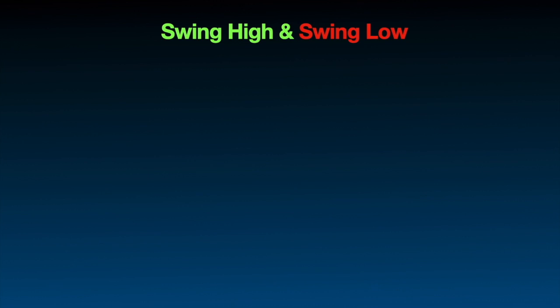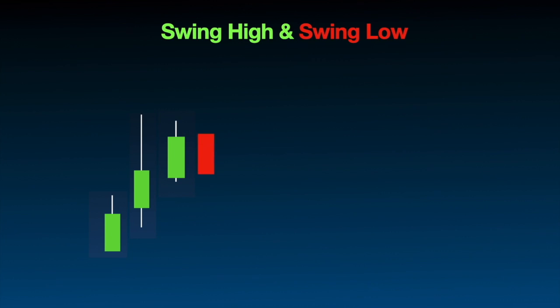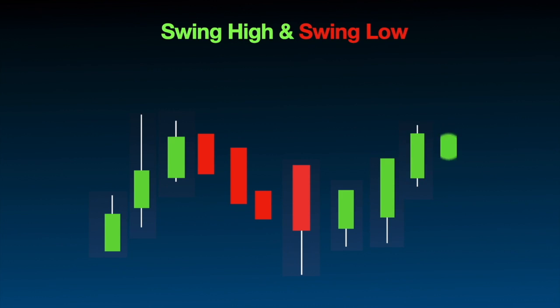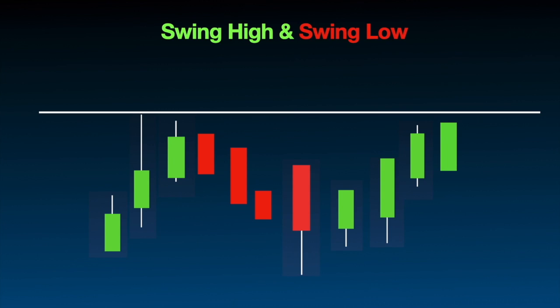Okay, now let's understand how to find swing high and swing low with an example. Imagine that the market was bullish for 3 days and then the market turned bearish. Next 4 days it went down, and from here again it went up. Now the highest point of the swing is this level, right? So this will be our swing high.